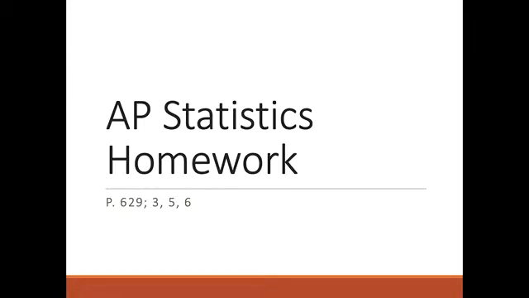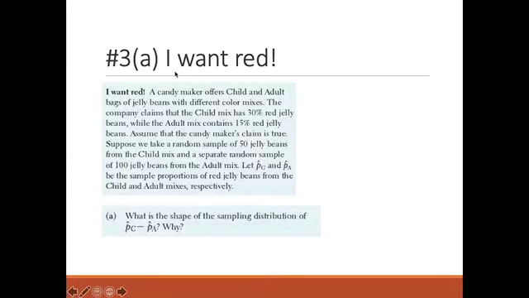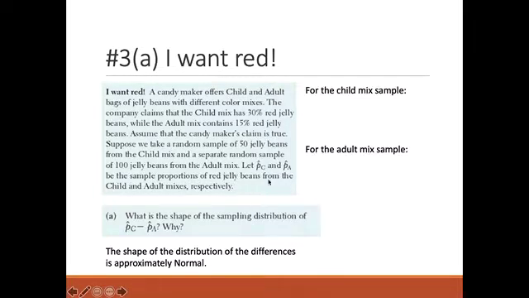Guys, here's a look at the solutions for the 3 homework questions from page 629. On the first question, we were supposed to decide what's the shape of the sampling distribution for the difference between these two sample proportions. We know the shape of the distribution of the differences between these sample proportions is approximately normal, and that has to do with the normality condition.